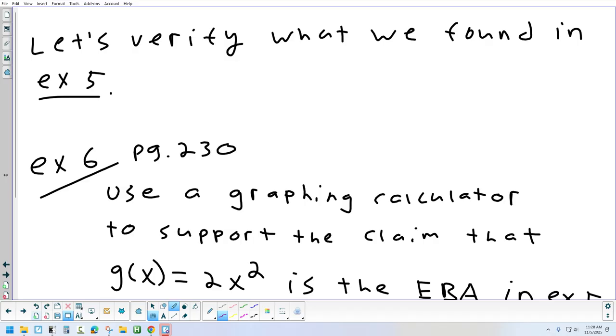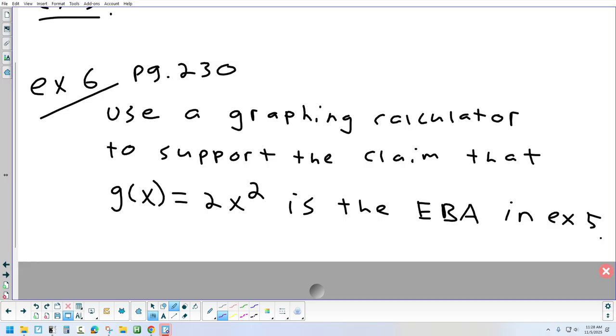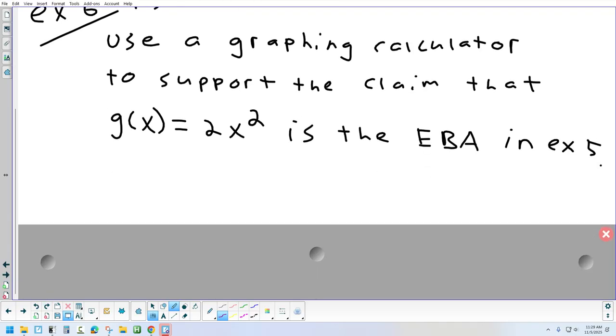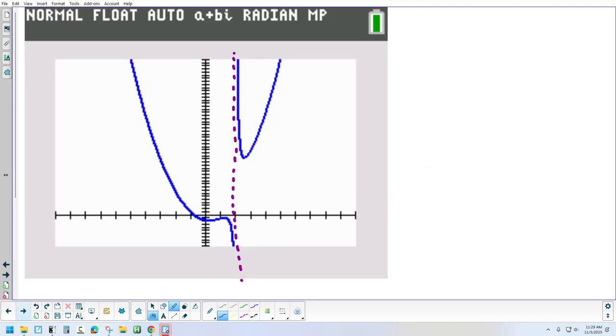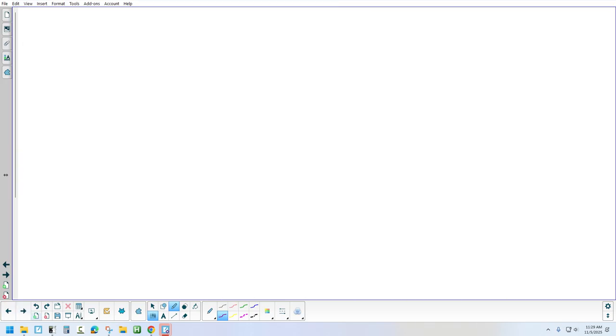So we already did example 6. That was to use a graphing calculator to basically prove that what you found for the EBA matches the graph, and it did. So we're fine. All right, let's do one more where we find a quadratic EBA.